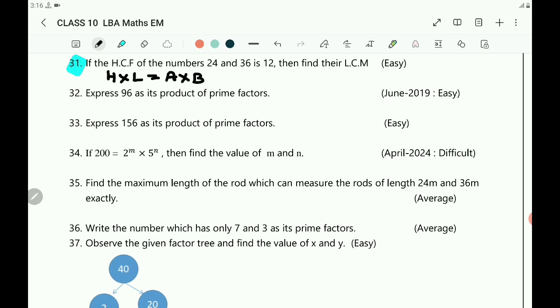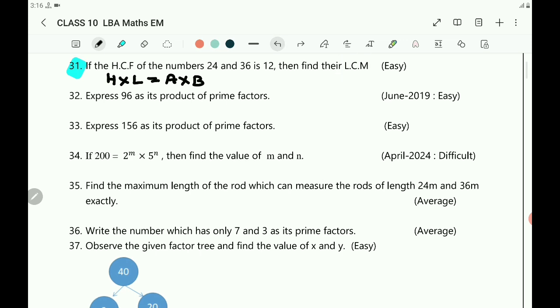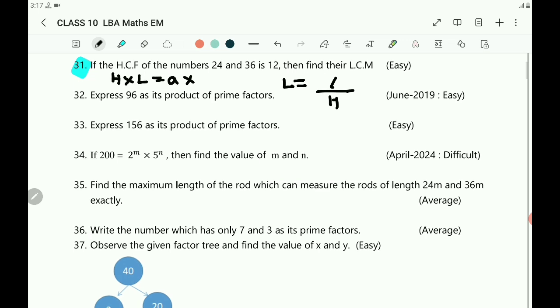What we have to find out? We have to find the LCM, means L. L is equal to what? A into B by H. You can write A and B as small letters also. L equals A into B by H.